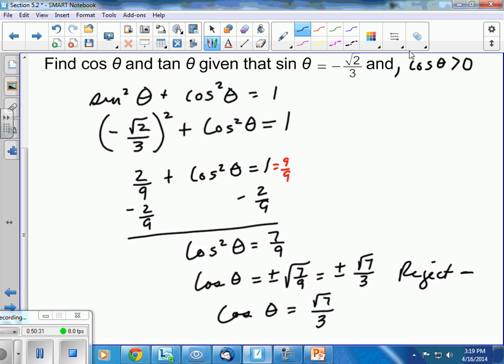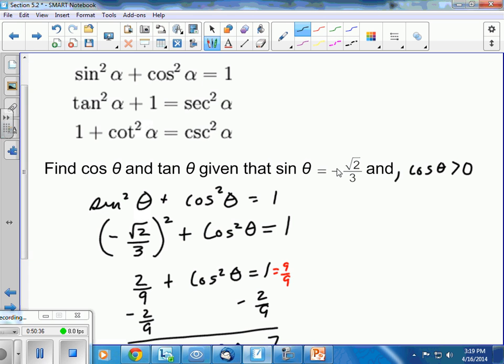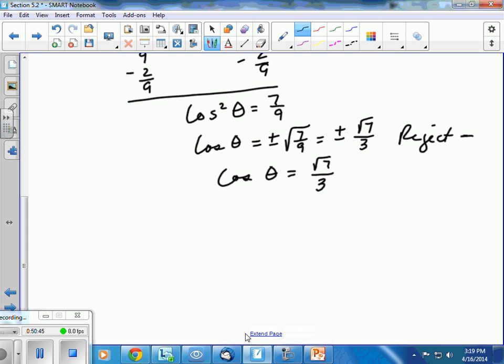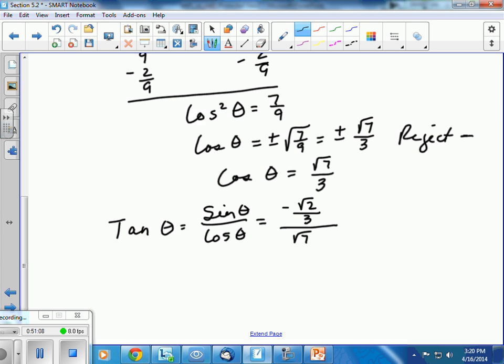Now that I have the cosine of theta and I was given the sine of theta, I can find the tangent of theta, because the tangent of theta is equal to the sine of theta divided by the cosine of theta. The sine of theta that was given to me was negative square root 2 over 3. I found the cosine, which is the square root of 7 over 3.